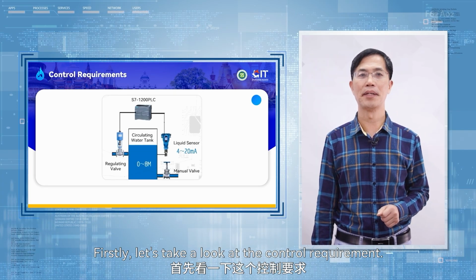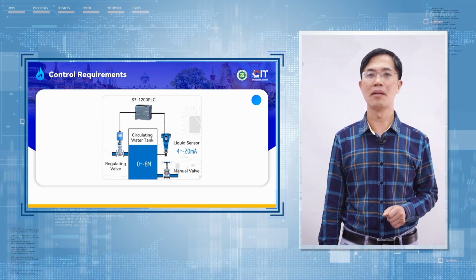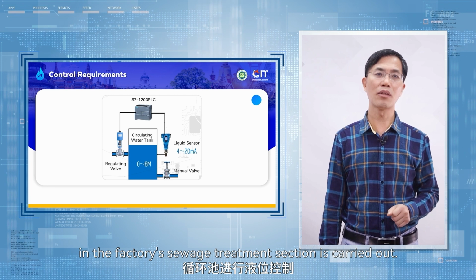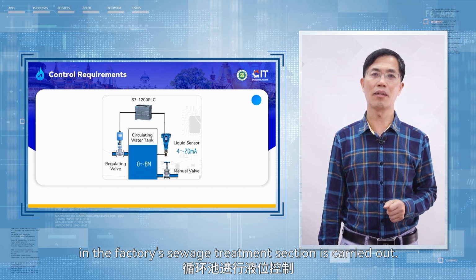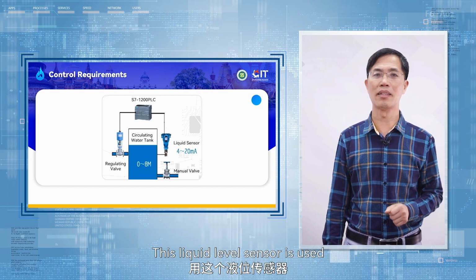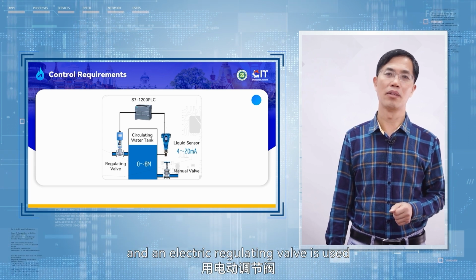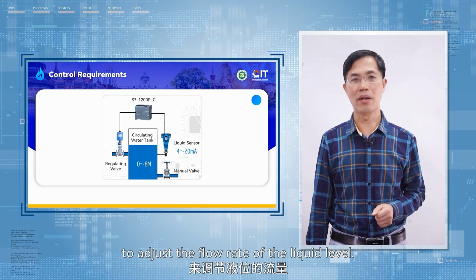Firstly, let's take a look at the control requirement. As shown in the figure, the liquid level control of the circulating pool in the factory sewage treatment section is carried out. This liquid level sensor is used to detect the liquid level in the pool, and an electric regulating valve is used to adjust the flow rate of the liquid level.